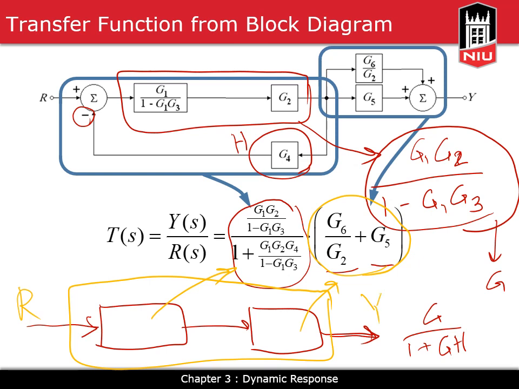In this example, we had G1, G2 through G6. Normally, you have transfer functions, that means functions of S in place of any of those blocks. So it will get actually simpler than this. And at the end, you will have a polynomial of S divided by another polynomial of S.